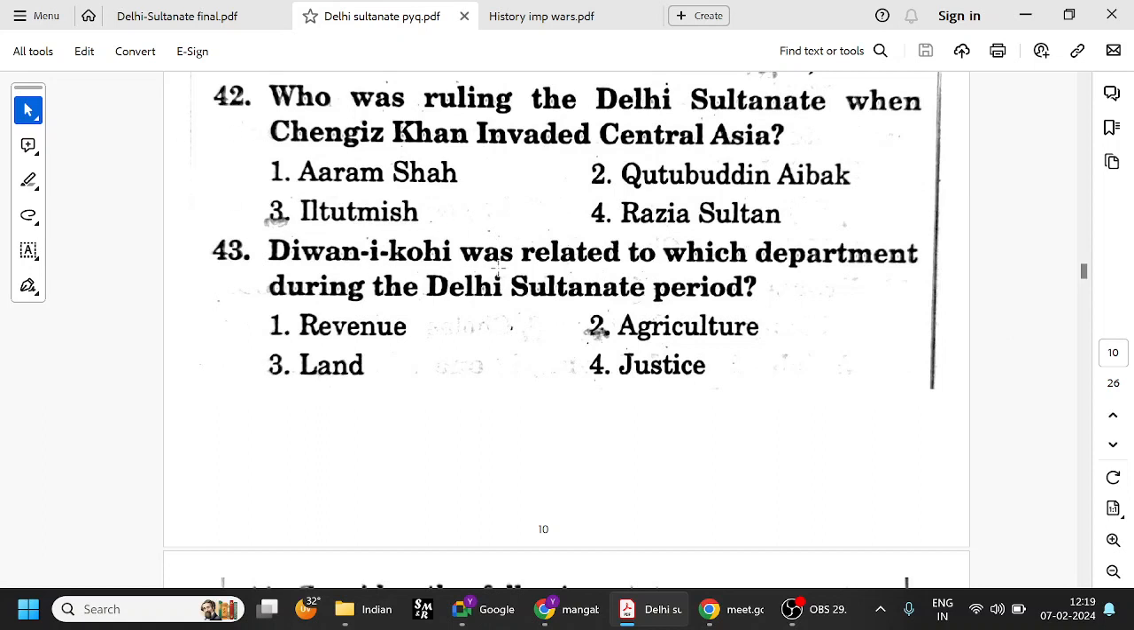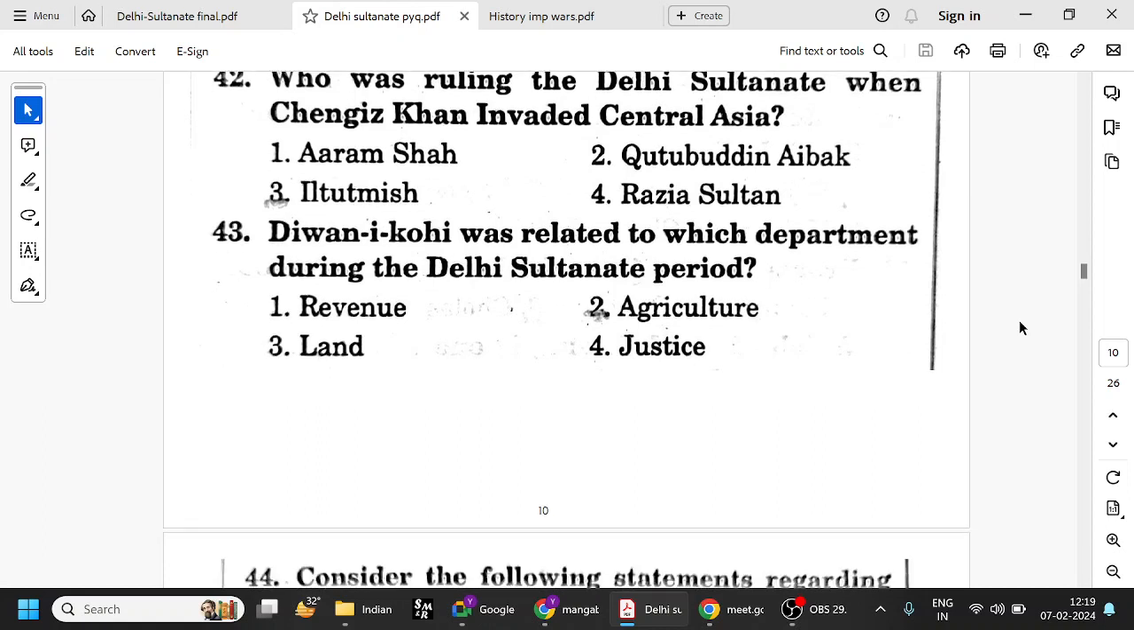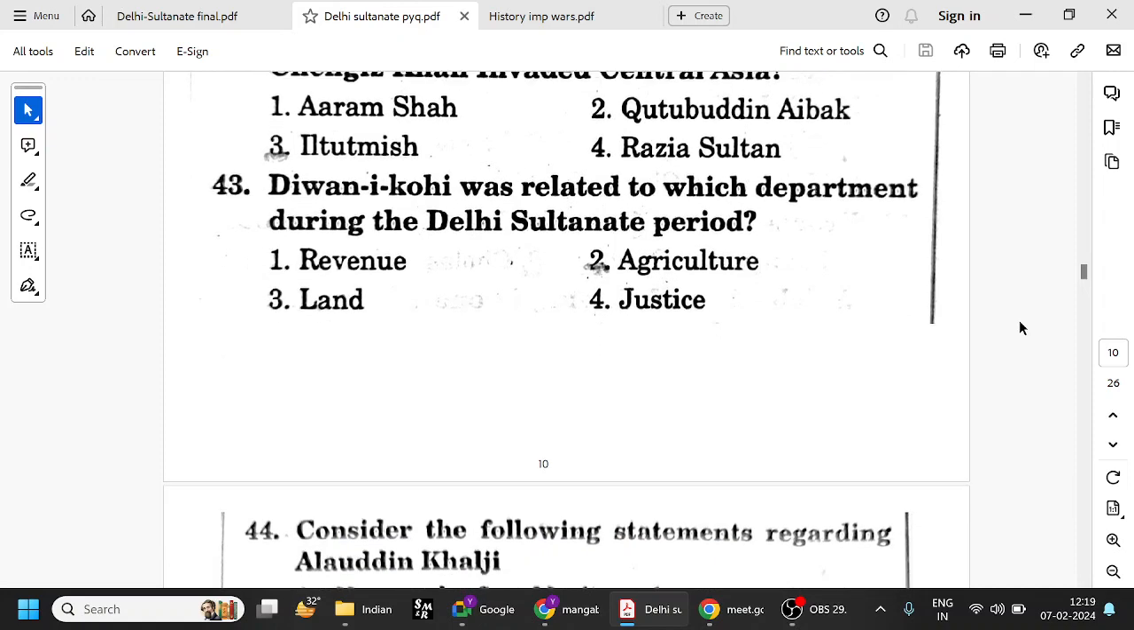Diwani Kohi in the Delhi Sultanate period was related to agriculture. We've seen the military department is Diwani Arz, and we've seen a couple of other departments also. Whenever it comes, try to remember. Diwani Arz is the military department. Diwani Kohi is agriculture. Very important.